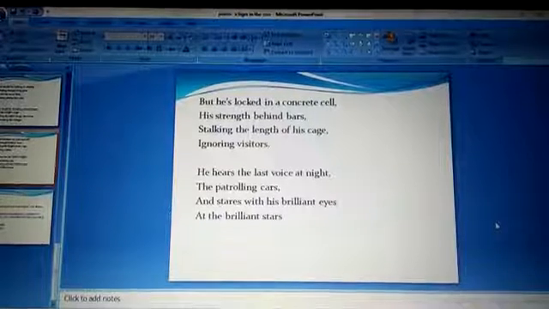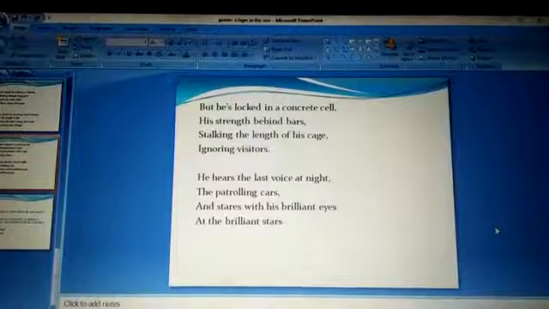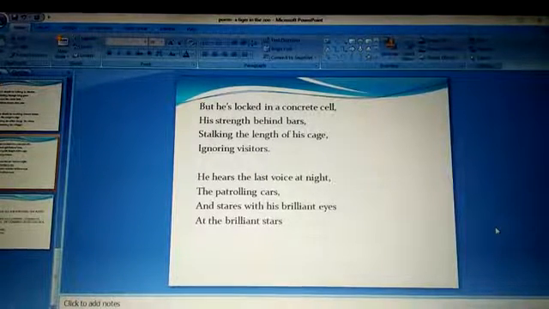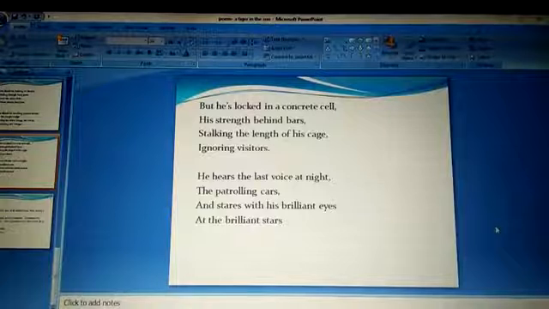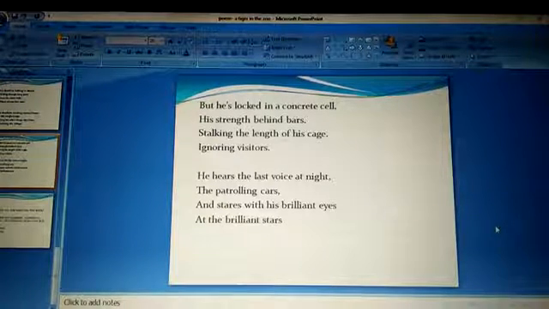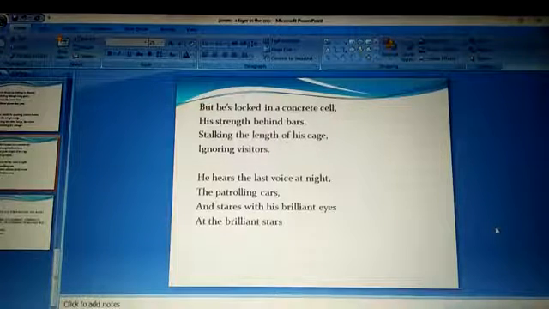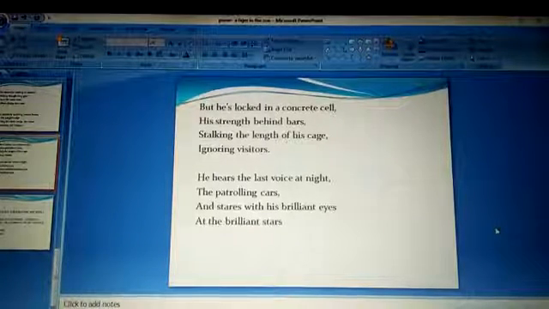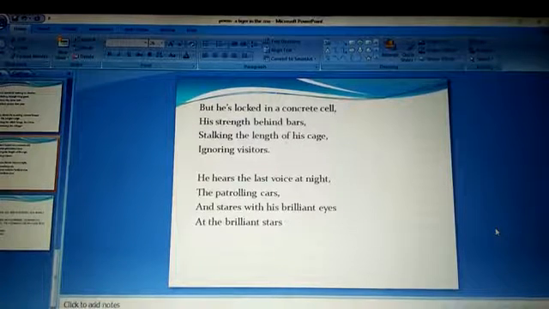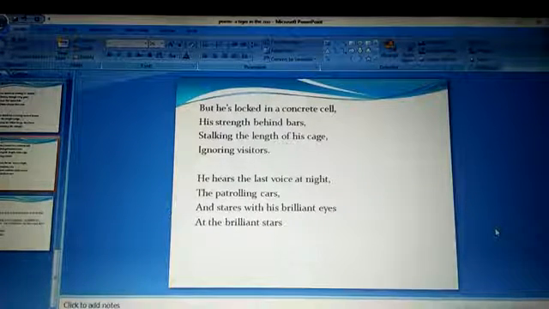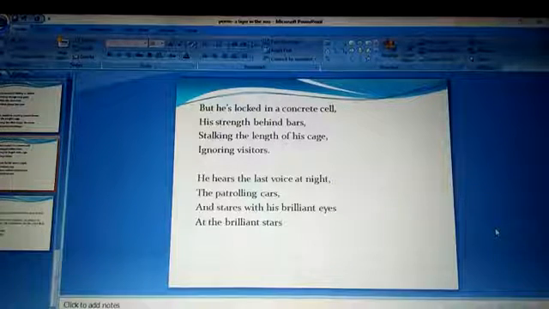Now let us move to the next stanza. But he is locked. Where is he locked? In a concrete cell. His strength behind bars, stalking the length of his cage, ignoring the visitor. My dear student, don't you think whenever we visit the zoo, does the animal say hi, hello to us? No. It ignores us. It doesn't matter who comes there or what they are feeding or what they are saying or what they are doing. It simply ignores them and moves inside the cage.